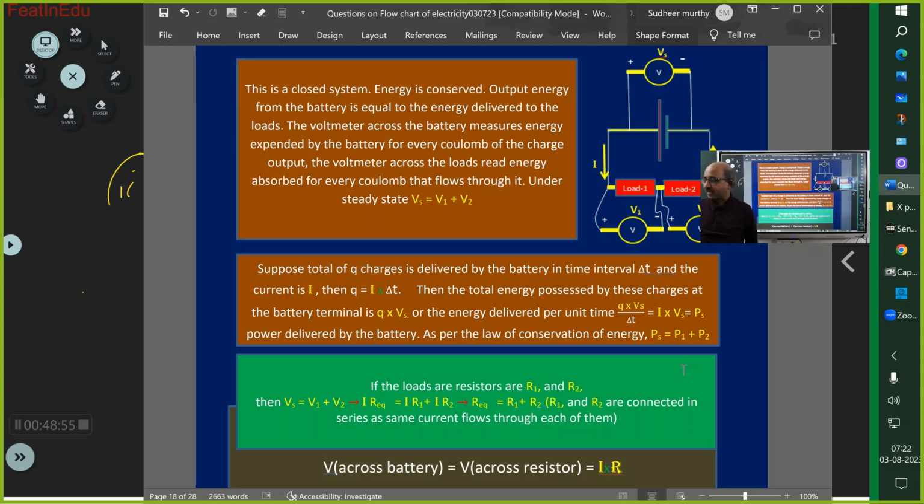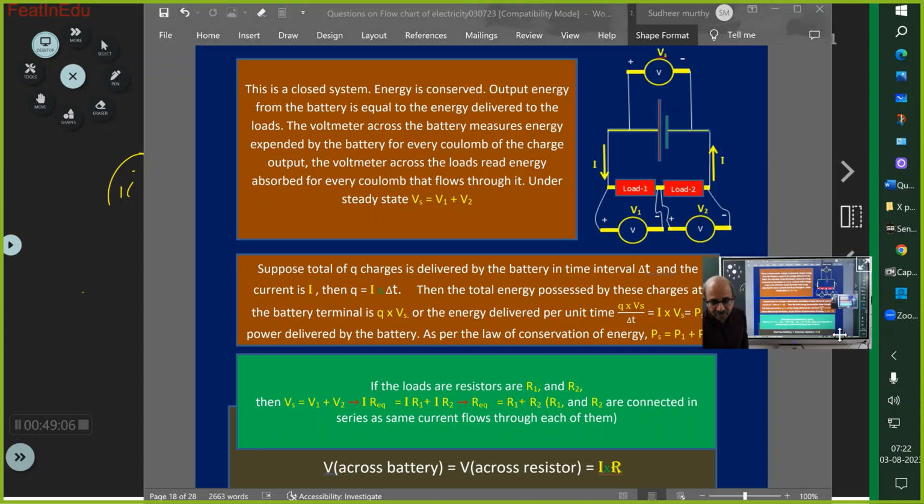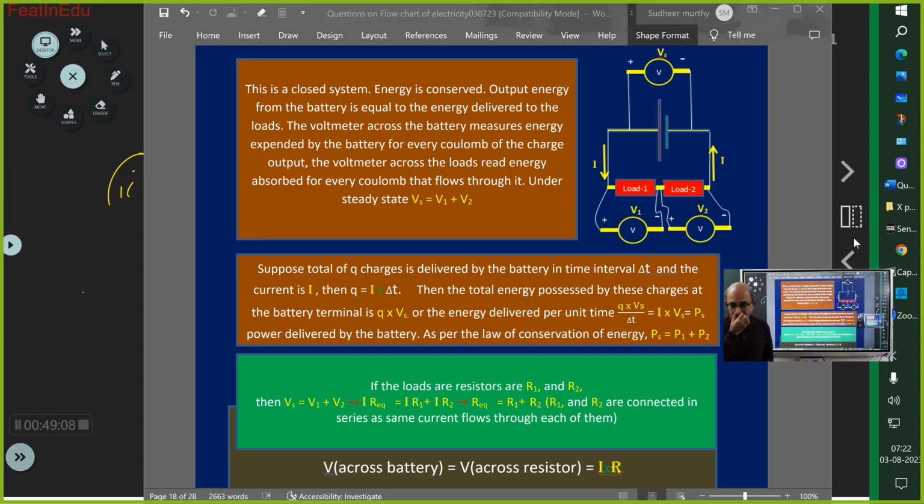Now, Ohm's law, what does it say? Voltage across is equal to current into resistance. Isn't it? The current is the same. I is the same current flowing. So I into R1 gives you V1, and I into R2 gives you V2.